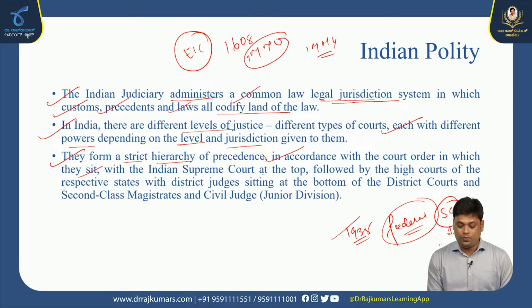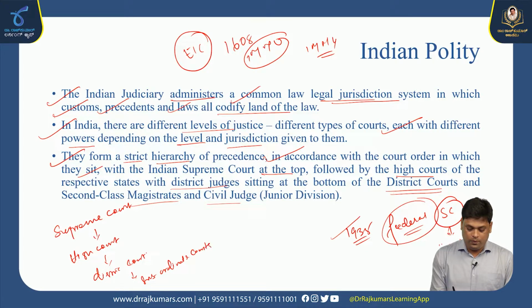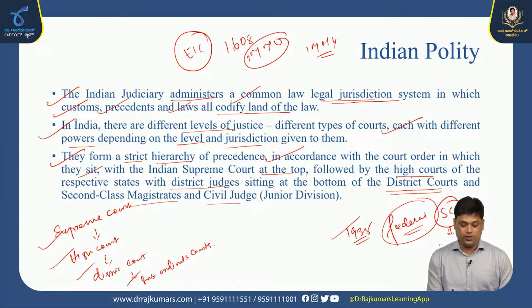They form a strict hierarchy of precedence in accordance with the court order in which they sit. In India, the Supreme Court is at the top level, followed by the High Courts of the respective states, with the district courts and subordinate courts, such as second class magistrates and civil judges, at the bottom. So we are following a proper structure in terms of judiciary in our country.